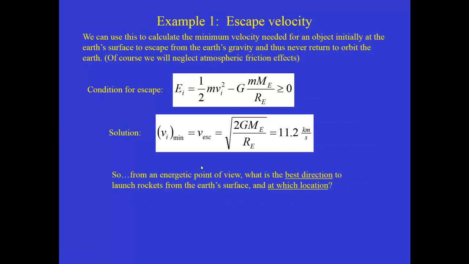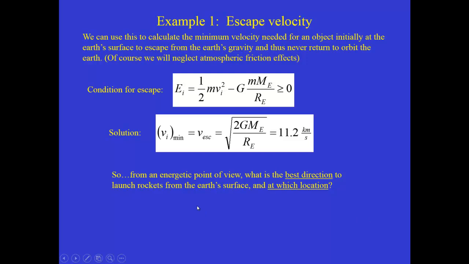So here's the question I'll leave you with, and we'll pick this up in class, because this is a practical one. If you're actually going to build a facility that launches payloads into space, it turns out that if we understand escape velocity and a little bit about the dynamics of the Earth, we can figure out the best direction to launch rockets from on the Earth's surface, and at what location you should build your launch facility. So think a little bit about that.